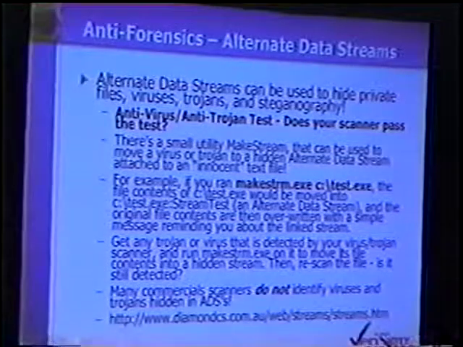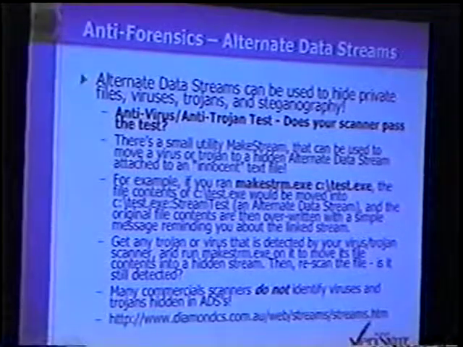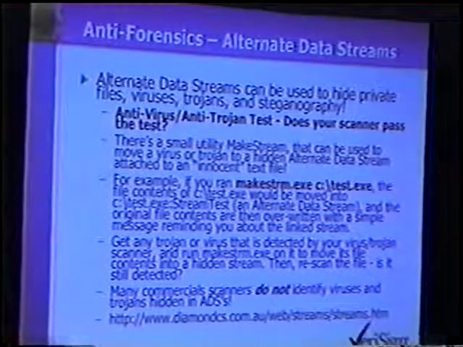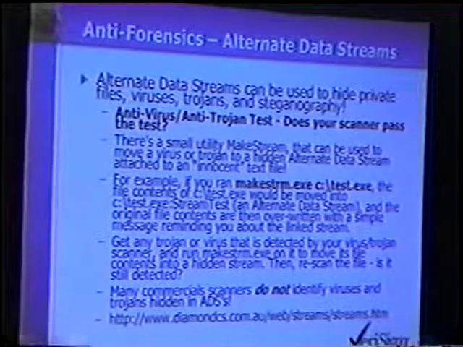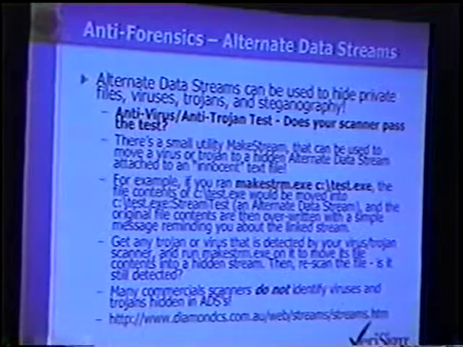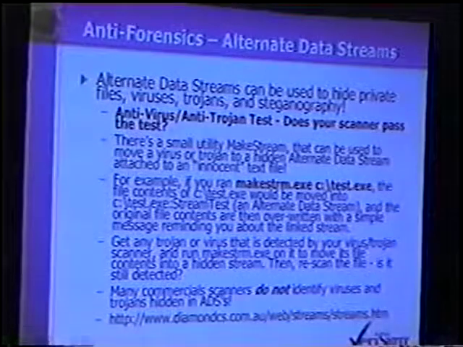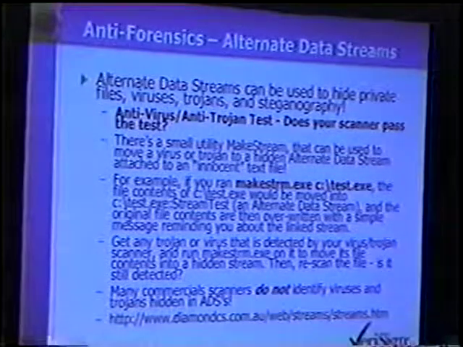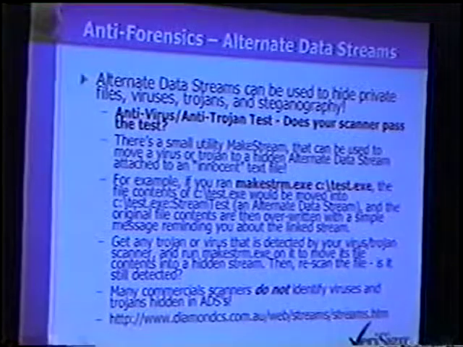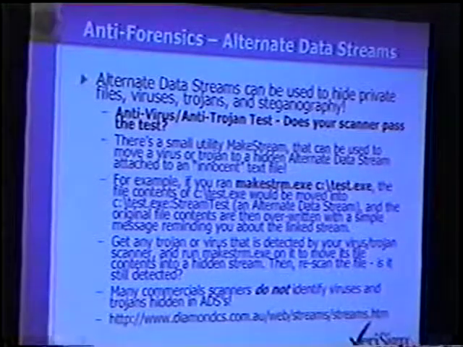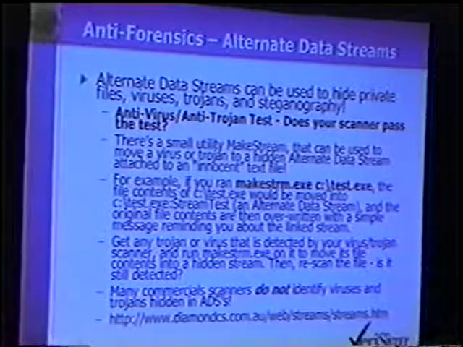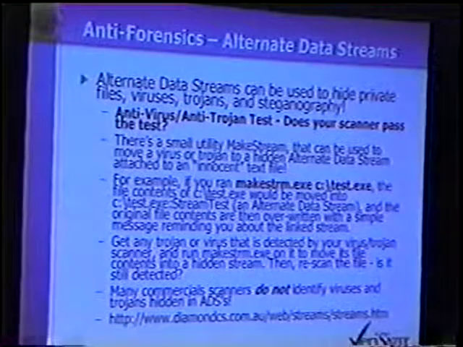Many of your popular antivirus software vendors out there do not scan alternate data streams. So I challenge you to go ahead and talk with your antivirus software company for your corporation and ask them, does your software allow me to scan my machines and identify alternate data streams that may be hidden on my machines? Chances are they don't. Many of the commercial scanners do not identify viruses and Trojans and even steganography hidden within an alternate data stream. You can find more information at the website listed at the bottom of this slide.